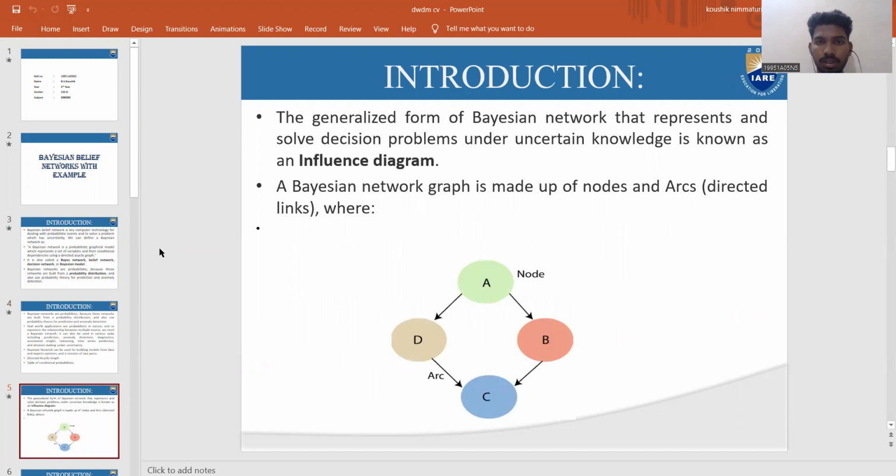The generalized form of a Bayesian network that represents and solves decision problems under uncertain knowledge is known as an influence diagram. A Bayesian network graph is made of nodes and arcs. As you can see, A, B, C, D are the nodes, and the arrows pointing towards each other are the arcs.